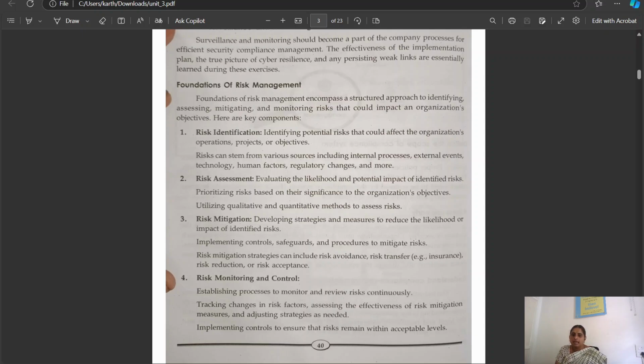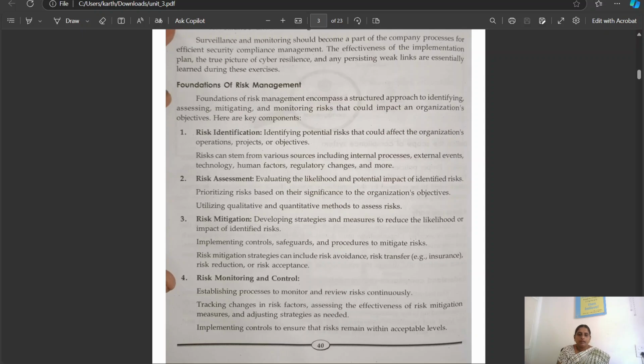First one is risk identification. We identify potential risks that could affect the organization's operations, projects, or objectives. Risks can stem from various sources, including internal processes, external events, technology, human factors, regulatory changes, and more. And the next one, risk assessment. We evaluate the likelihood and potential impact of identified risks, prioritizing risks based on their significance to the organization's objectives, utilizing qualitative and quantitative methods to assess risk.